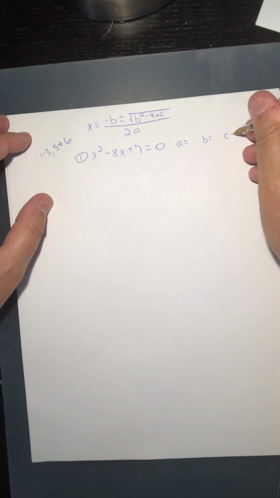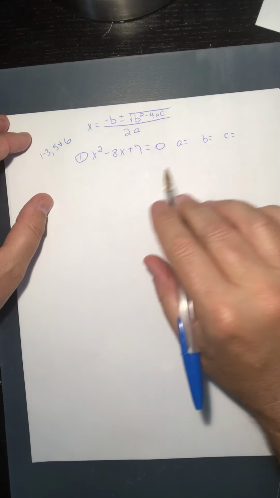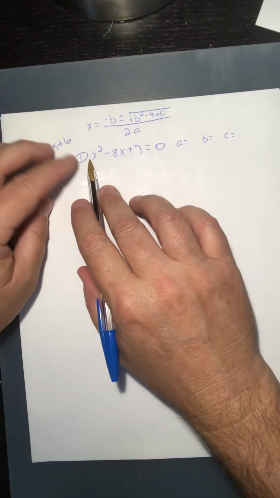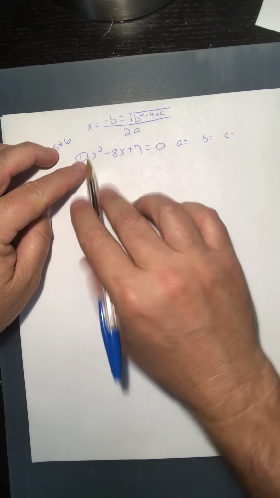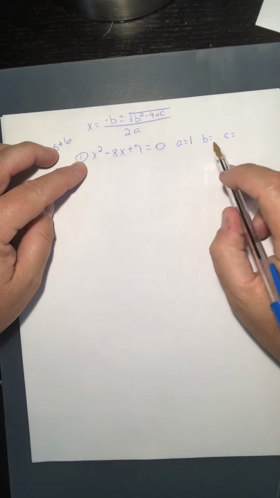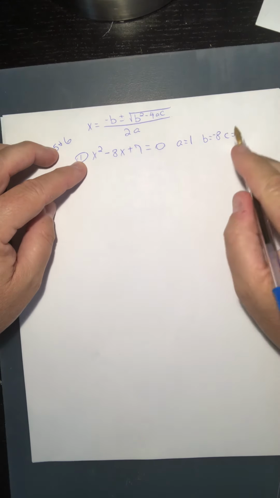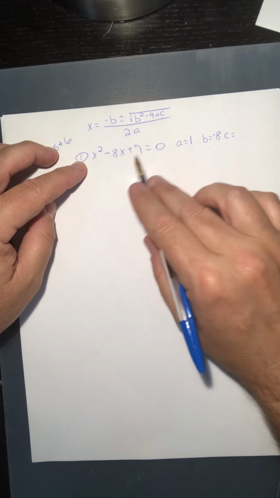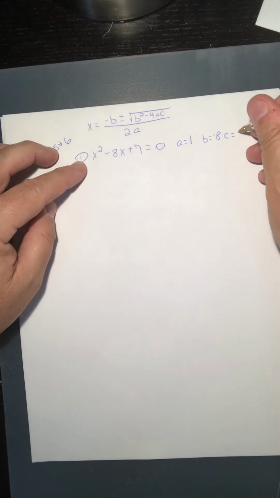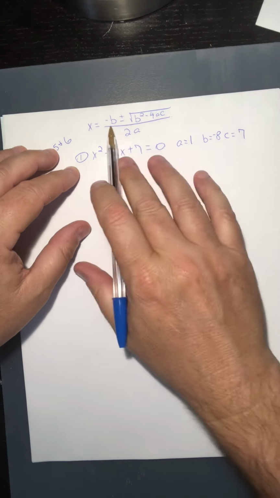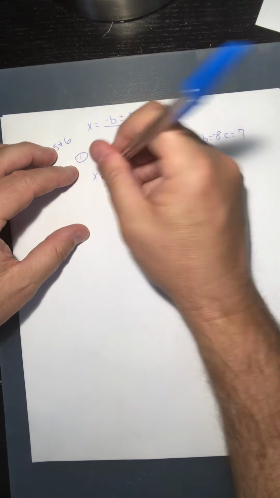The next thing we're going to do is list what our A, our B, and our C is. On this one, our A comes from in front of the x squared, which is 1. There's really an imaginary 1 there. My B is in front of the x term, which is negative 8. And then C is my constant, or my number without a variable, and it's 7. So now we're ready to plug these numbers into our formula.